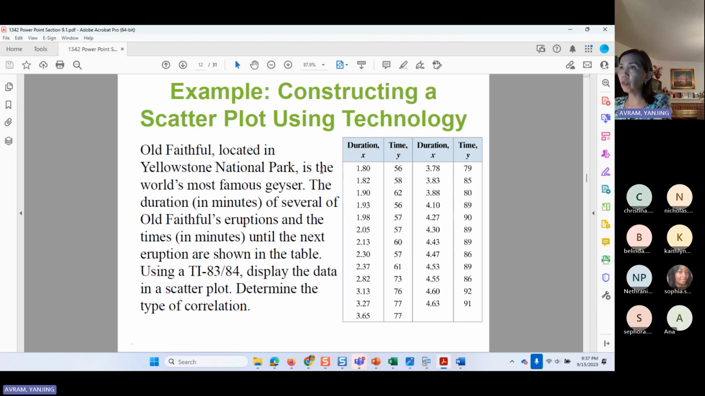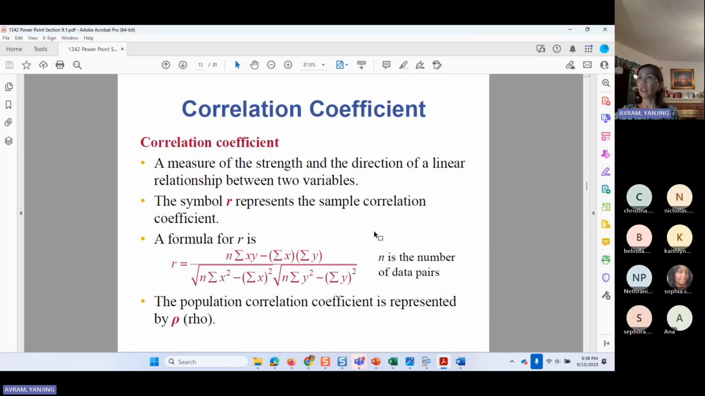This is Yellowstone National Park, the world's most famous geyser, right? The duration of several Old Faithful eruptions and the times until the next eruption are shown in this one. Basically, this X continues on this X here, and this Y continues on this Y. They put it this way just to save space. All right, so if you do the scatter plot, you can also look at the question in here.